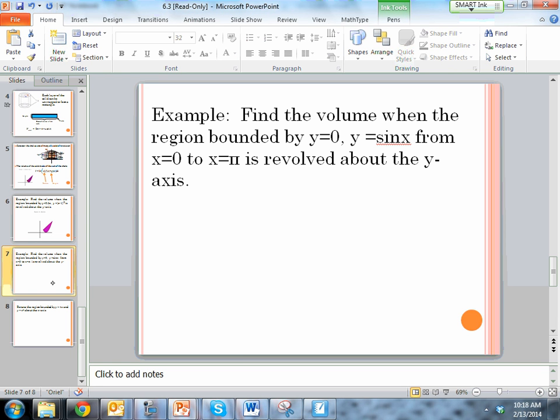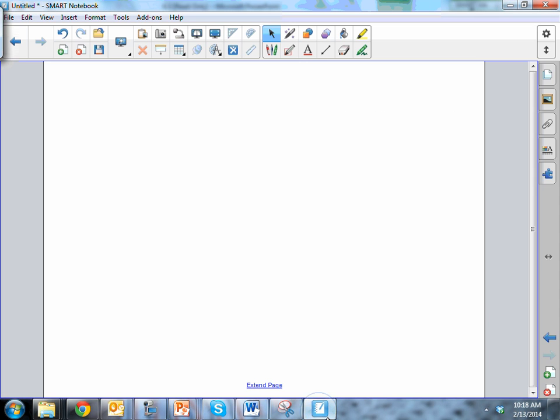Are you ready? Does anyone have it written down? Okay. What does y equals the sine of x look like? Where does it start? 0, 0. And it goes up, up, down, down. Okay. But we're only going to go from 0 to pi, so this is from 0 to pi, right?